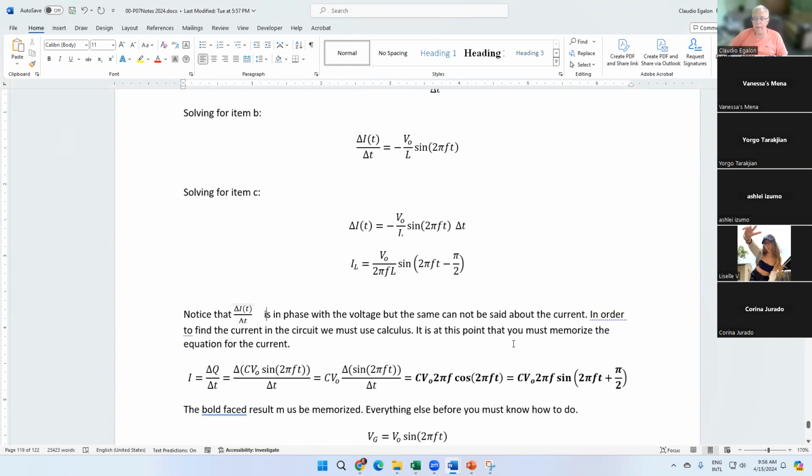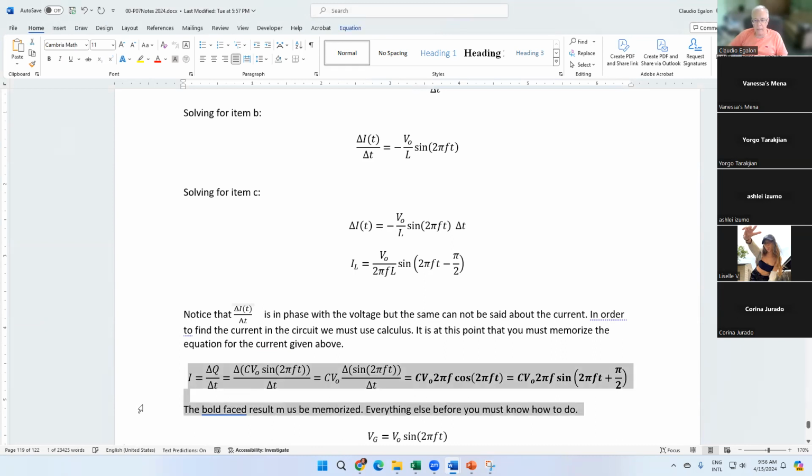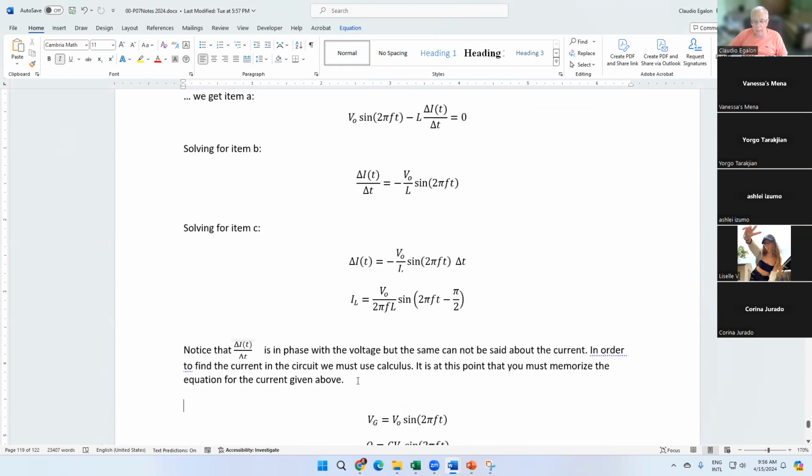Right? It's at this point that you must memorize the equation for the current given above. Okay. In this case, the current lags the voltage by 90 degrees. Okay.